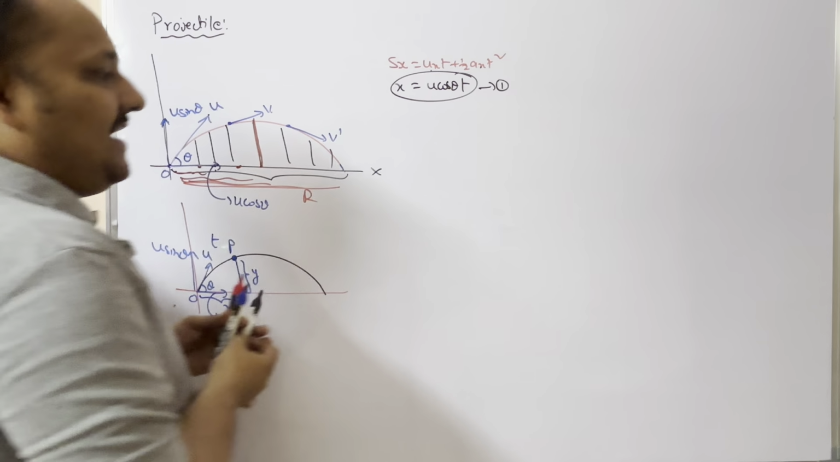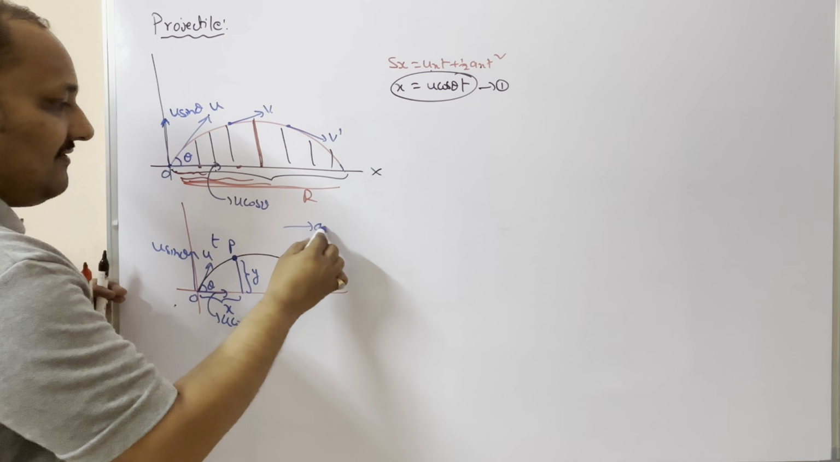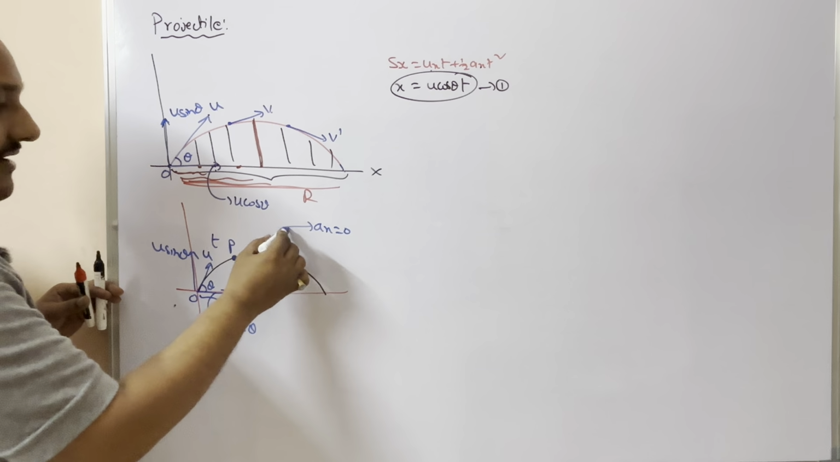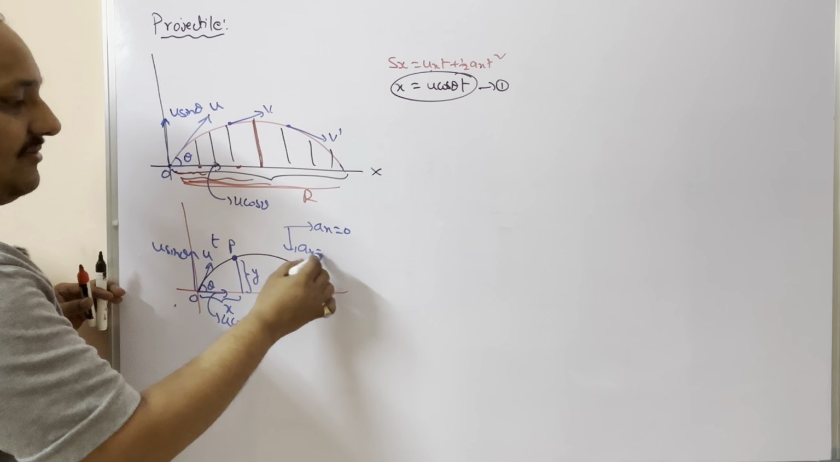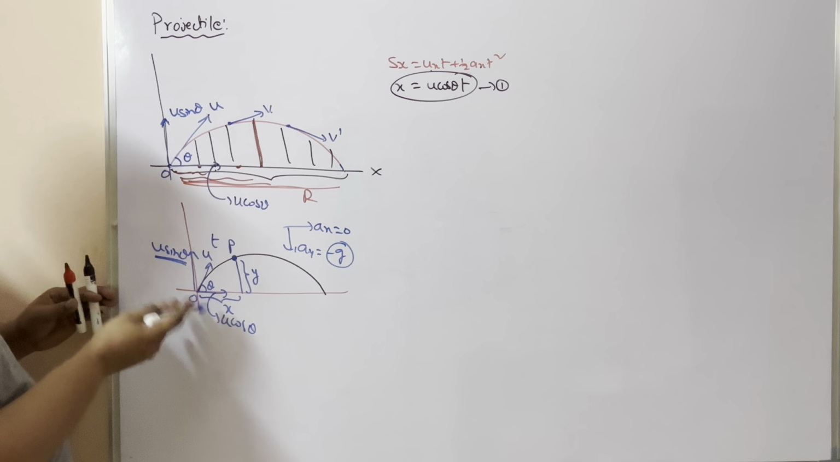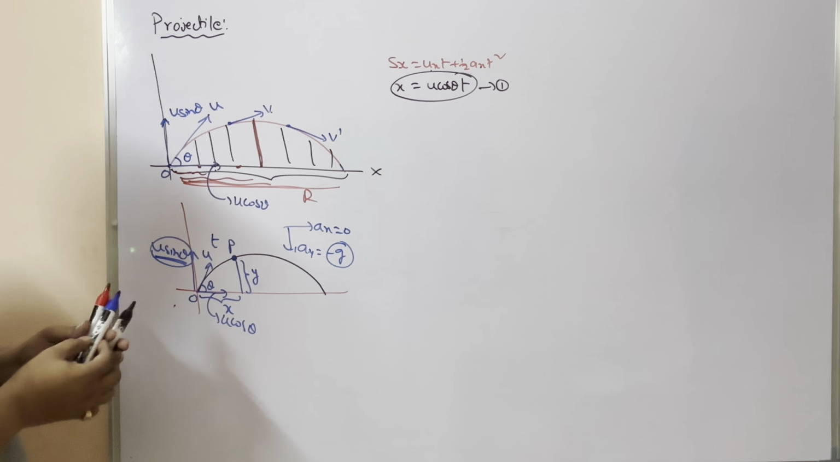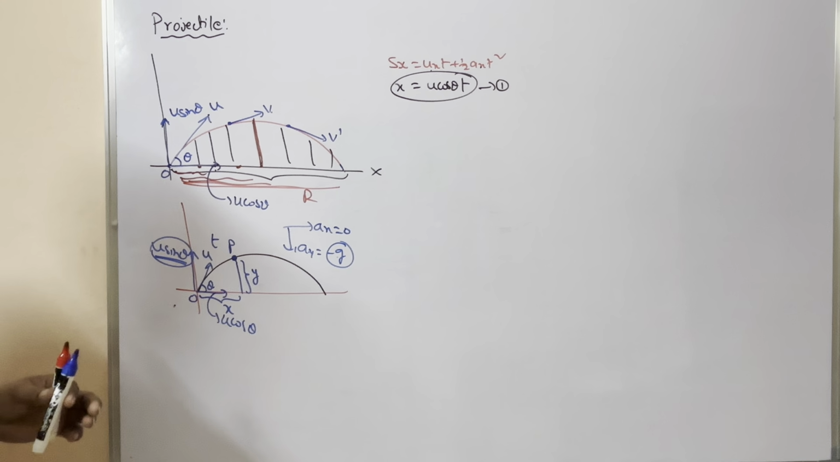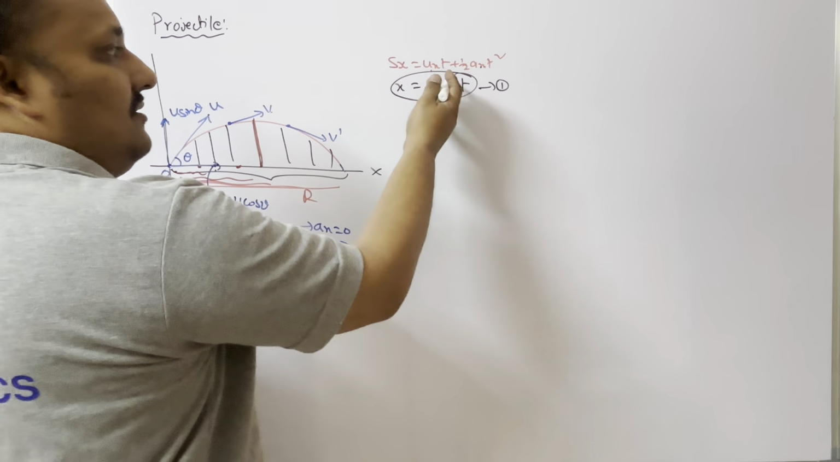Equation 1. What about ax? In the horizontal direction, acceleration is always 0. In the vertical direction, if it is a vertically projected body, acceleration is going to be minus g. We have thrown it vertically with u sin theta. Therefore, ay is minus g. In the horizontal direction, there is no acceleration due to gravity. There is no force. Therefore, we will take ax as 0.